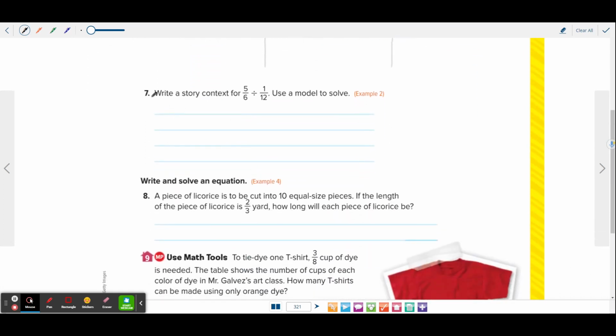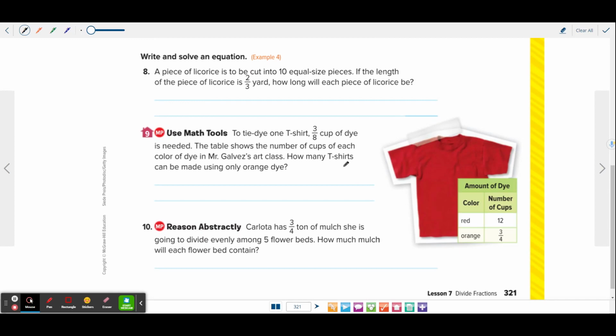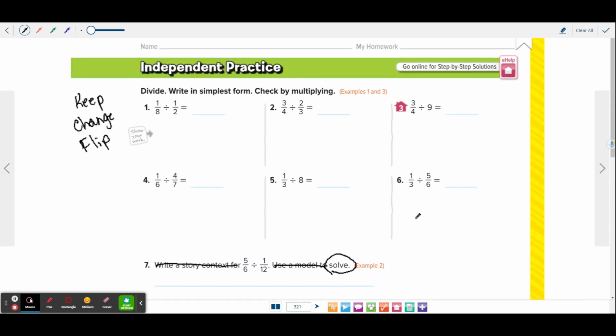Now for number 7, I don't want you to use a model. I just want you to just solve. So I'm going to cross this out. And I'm just going to say solve. That's all I want you to do for that. Just solve it the way we did the others, okay? Number 8 is a word problem. You're just going to solve that. Number 9, also word problem that we're solving. You're using this chart. Remember to look over there to the chart to use that to find your information, okay? And then number 10 is just another word problem. So you have 10 problems. Shouldn't take you too long to do that.